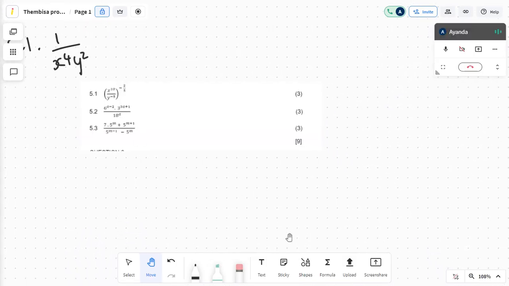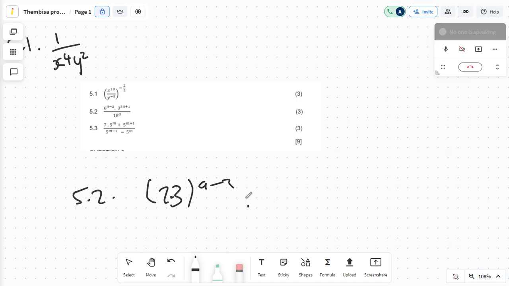So we have 6a minus 2. How would we write this in its prime form? 6 can be rewritten as 2 times 3. And all of this is to the power of a minus 2. 3 can just remain as it is because 3 is a prime number. 3 to the power of 3a plus 1.